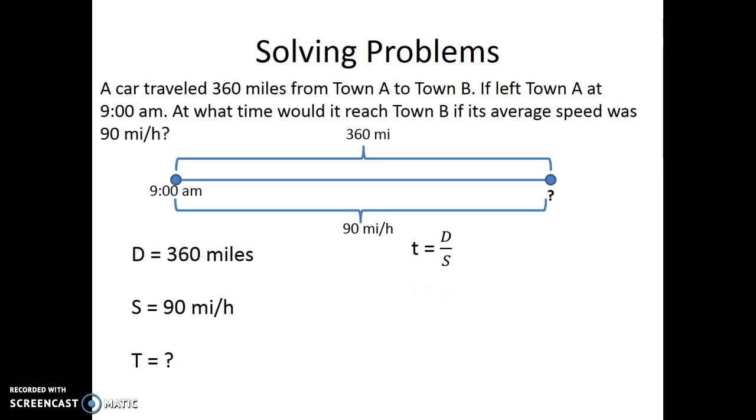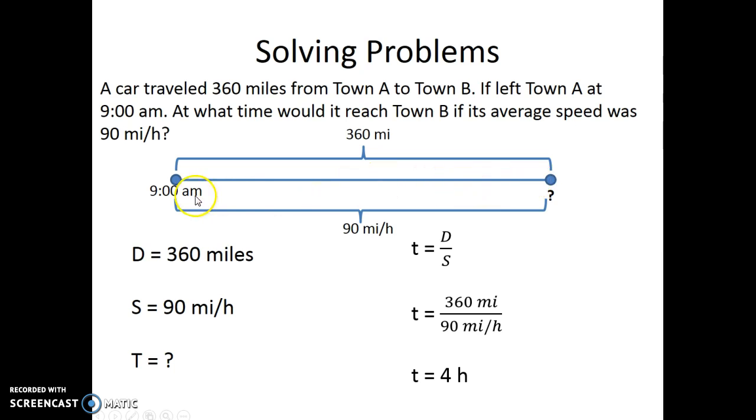So time is distance over speed, 360 divided by 90. Let's cross off those zeros, cross-cancel that, and we're left with 36 divided by 9, which is 4 hours. Okay, that's not our answer, is it? Because the question is, at what time would it reach town B if its average speed was 90 miles per hour? So we need to add 4 hours onto 9 a.m.